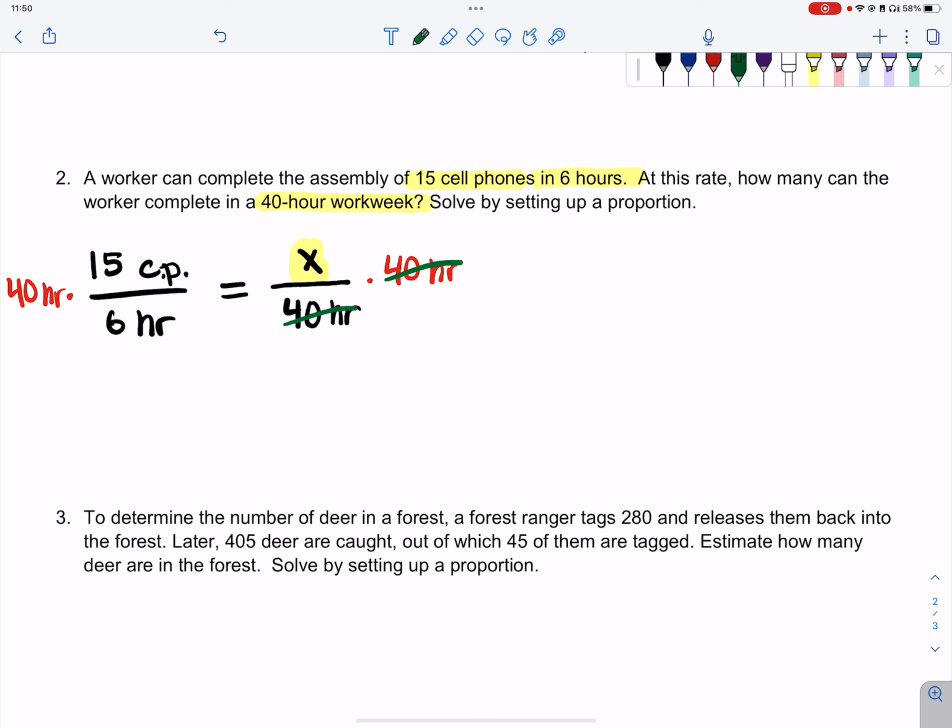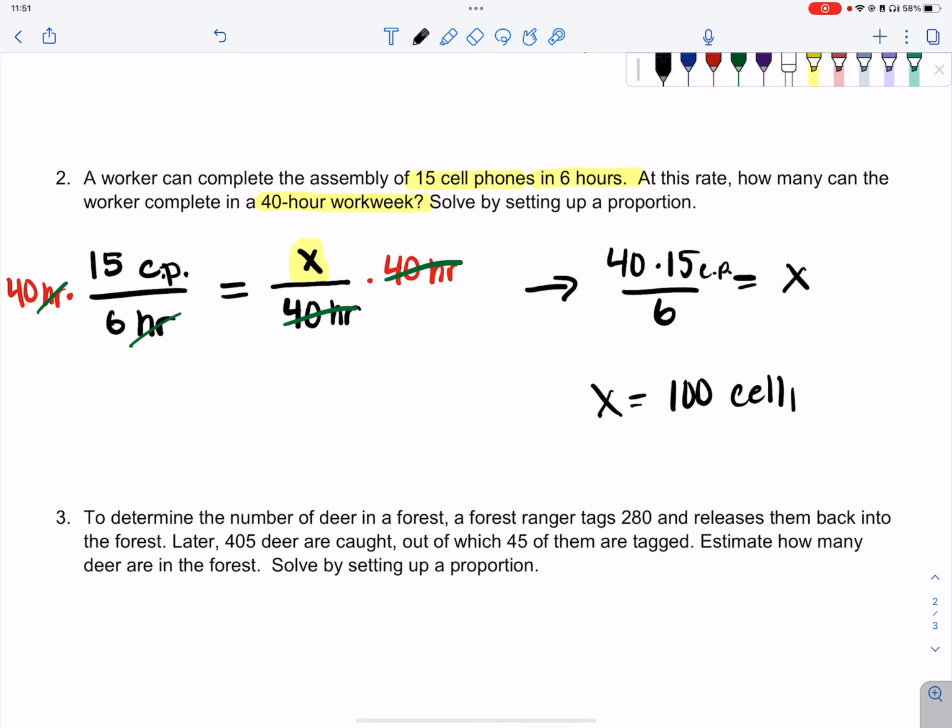So now my 40 hours cancel on the right side. And on the left side, my unit of hours cancel. So now this is going to leave us with 40 times 15 divided by 6, and that is equal to x, and we don't want to forget that's our unit of cell phones. So now x is equal to 100 cell phones.